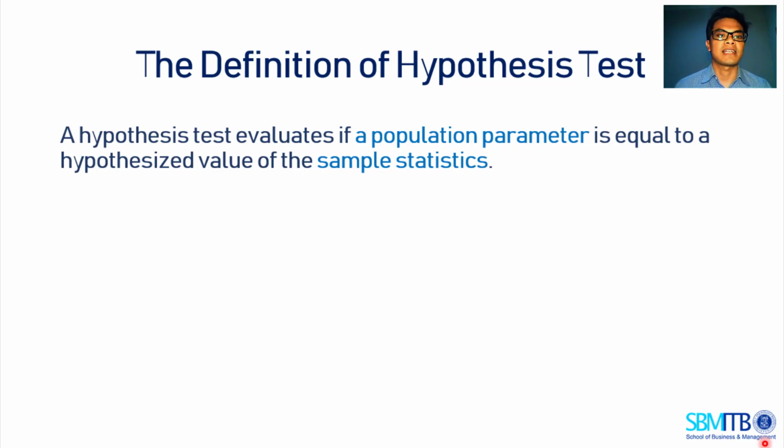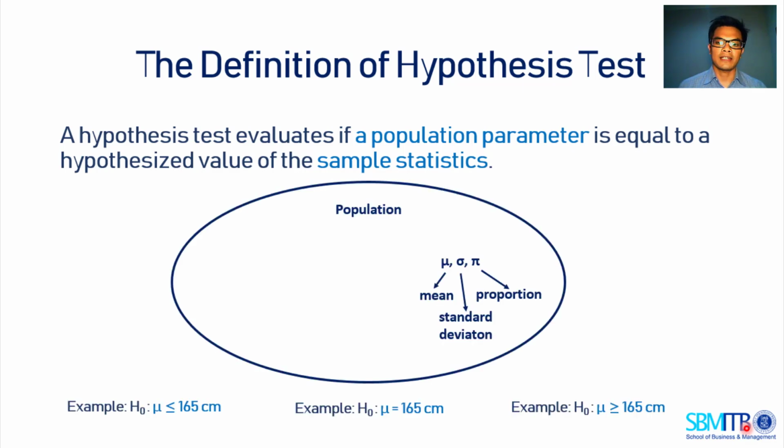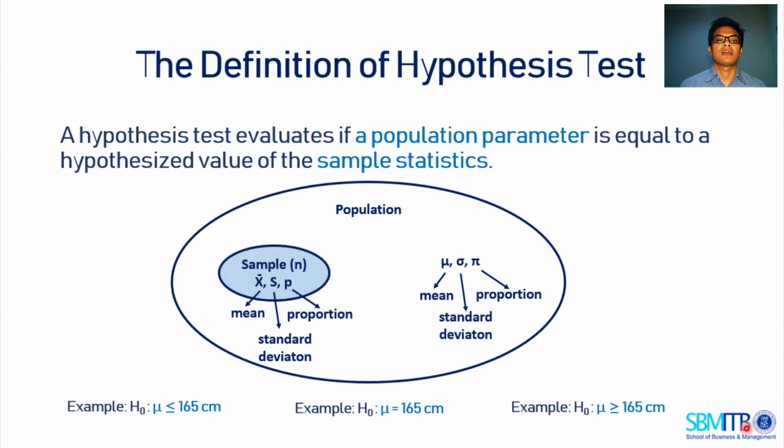A hypothesis test evaluates if a population parameter is equal to a hypothesized value of sample statistics. Note that previously we gave an example of the Indonesian citizen population, and several examples of hypothesis statements considering the mean height of Indonesian citizens. What we do in the hypothesis testing process is pick several respondents as a sample, and then we analyze the statistics of the sample.